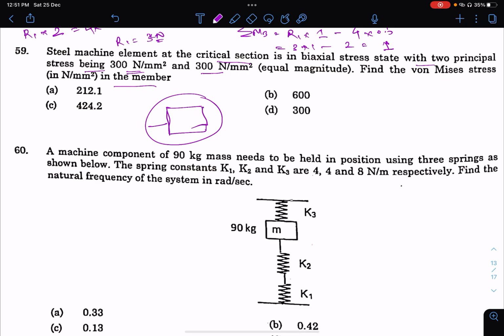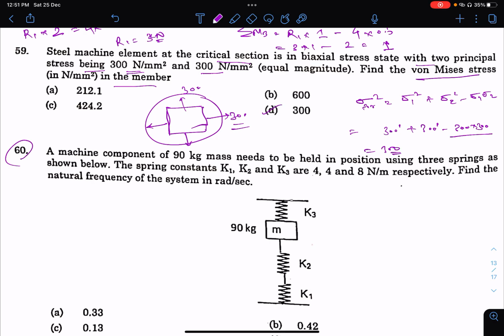So here it is saying that two principal stresses are 300 and 300. So the von Mises stress formula is sigma squared is equal to sigma 1 squared plus sigma 2 squared minus sigma 1 sigma 2. This is sigma permissible according to the von Mises stress formula. So if you find it out, it is 300 squared plus 300 squared minus 300 into 300. So the answer will be 300.